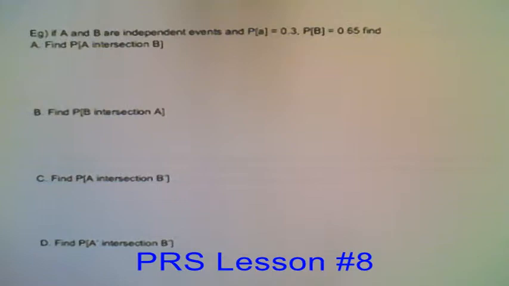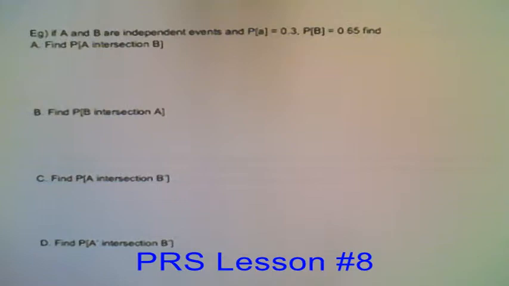Okay, so continuing on with this, then I've got an example. If A and B are dependent events, P of A is 0.3, P of B is 0.5, and P of A given B has already happened. That's the best I can do when I'm typing this slash. P of A given that B has already occurred is 0.4, and the P of B given that A has already occurred is 0.35. Find the following. P of A intersection B, the probability of A intersection B.